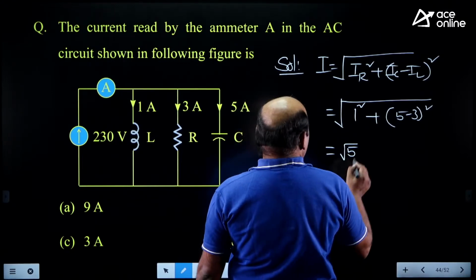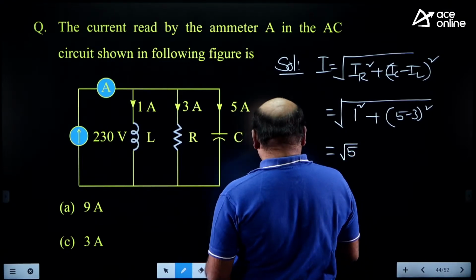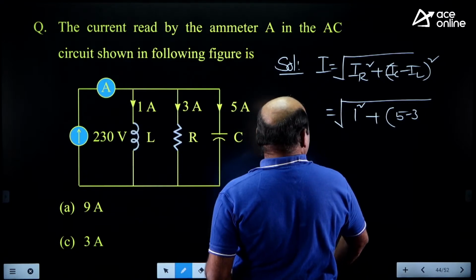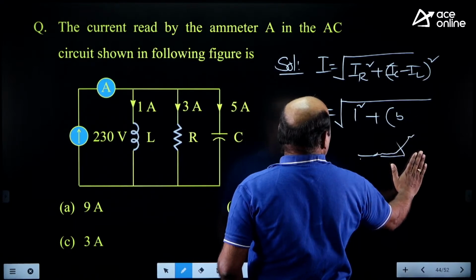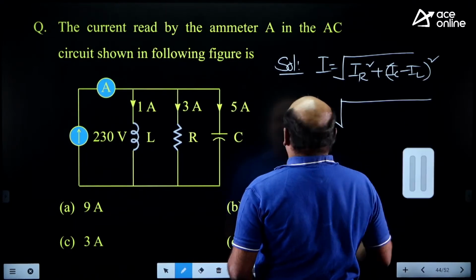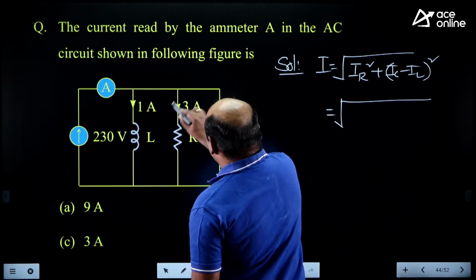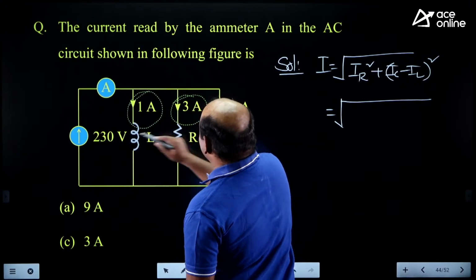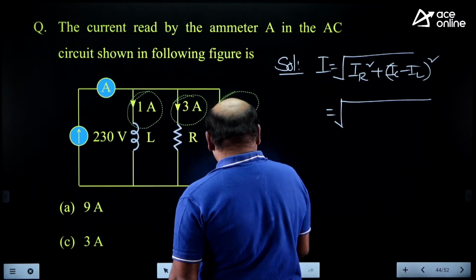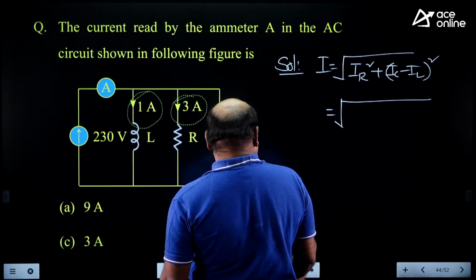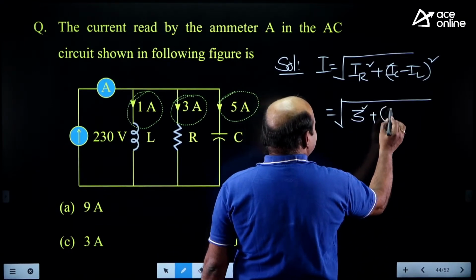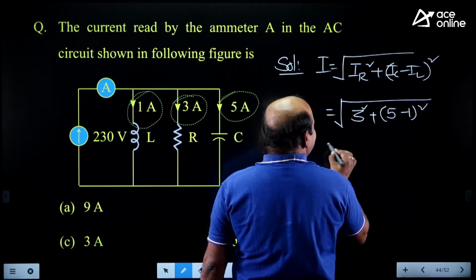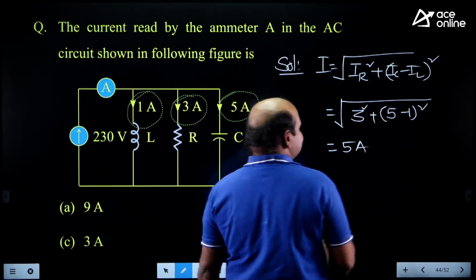Right. R square is equal to 3 here. This is very important. You may get some confusion regarding this one, where the resistor is given in the middle, and this is the inductor. We may take it like that. That's why I have to take 3 square plus (5 minus 1) whole square here. This is 5 amperes.